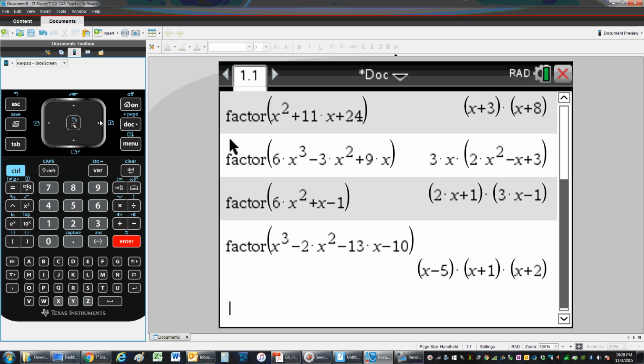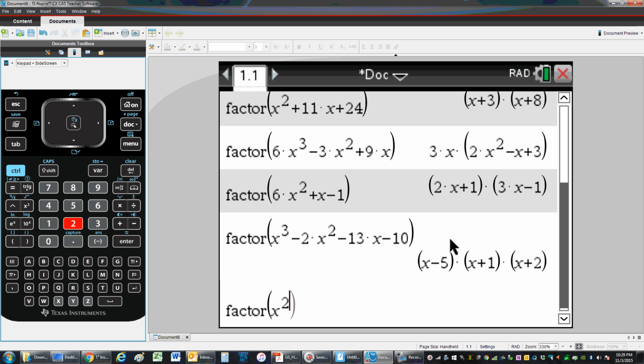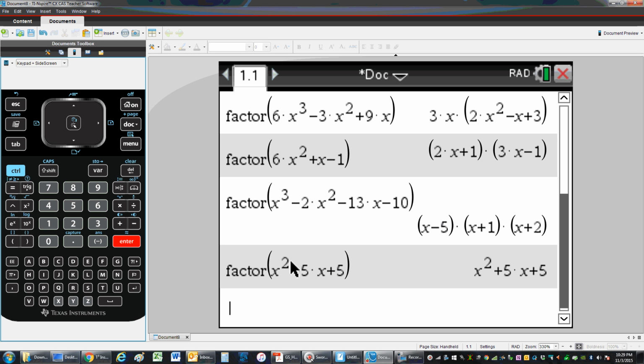Now, you start running into a couple things when you get to factors that don't come out pretty, because these ones all had nice integer factors. You could just type it in. So what if I want to factor x squared plus 5x plus 5. Okay, this doesn't have nice pretty factors. You can't think of 2 numbers that'll multiply to 5 and add to 5. So it didn't do anything.